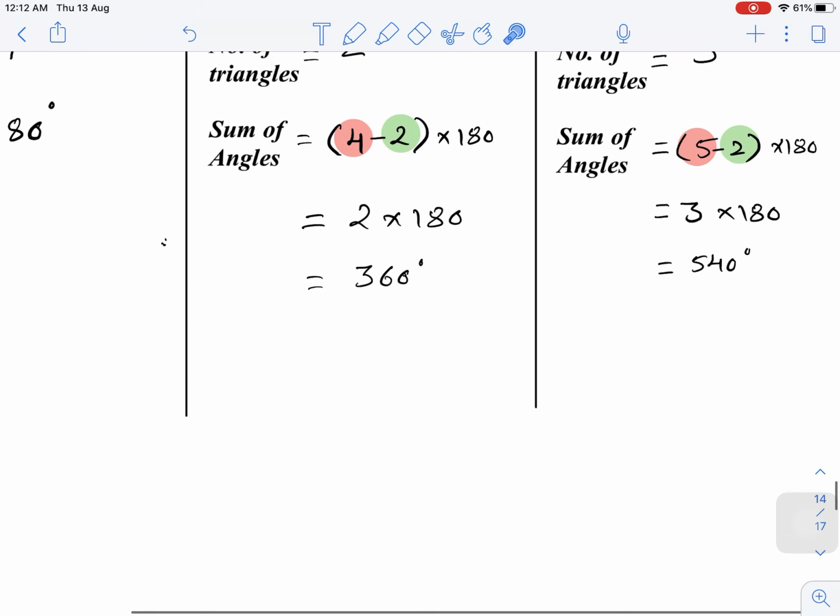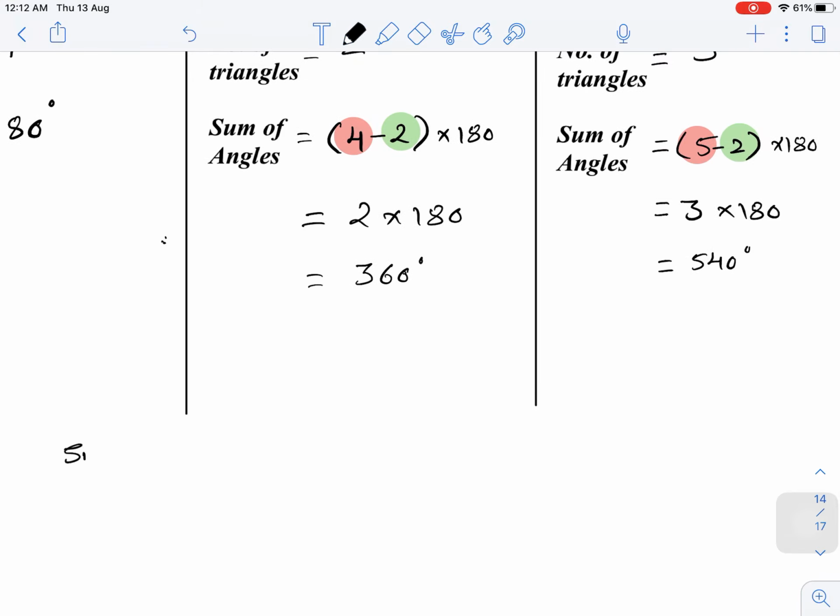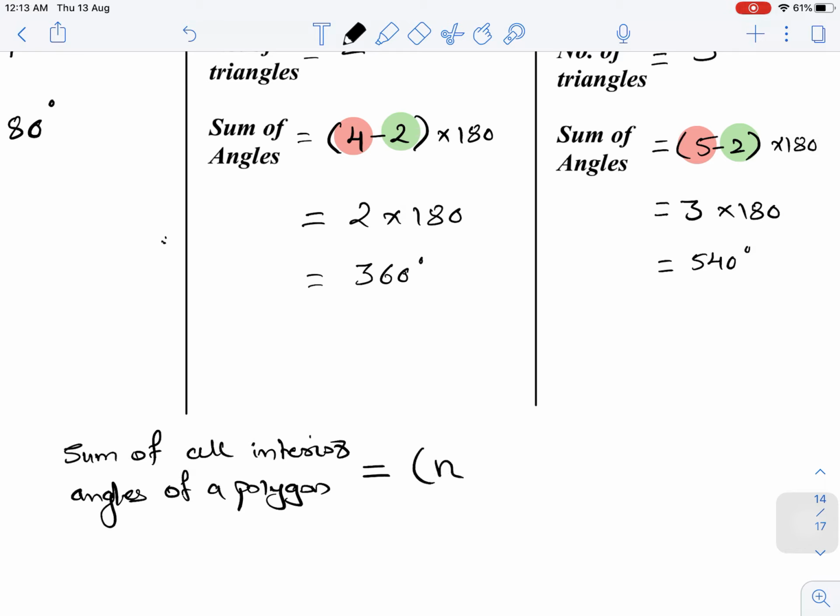So from this we can derive one formula. What is that formula? The sum of all interior angles of a polygon will be equal to, now let the polygon have n sides, so we write the sides first, n minus, and every time we subtract a fixed number, that is 2, into 180. So by using this formula, n minus 2 into 180, we can find the sum of interior angles of any polygon, that is a polygon with any number of sides.